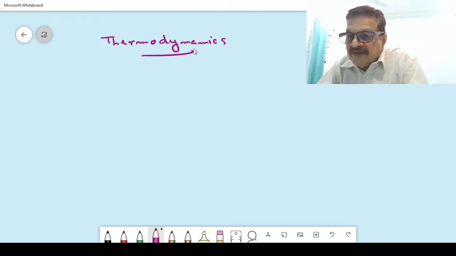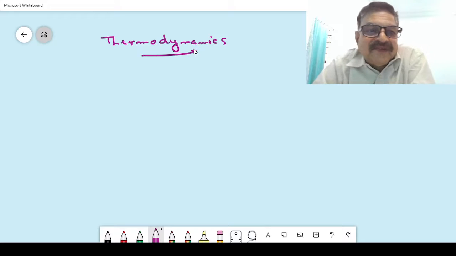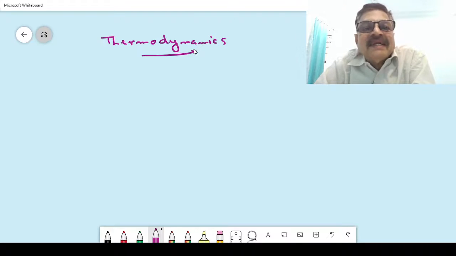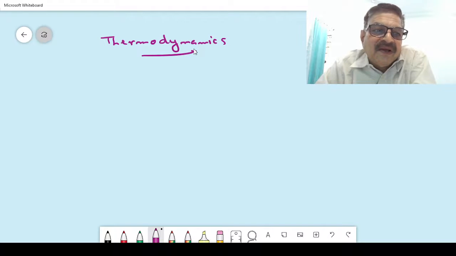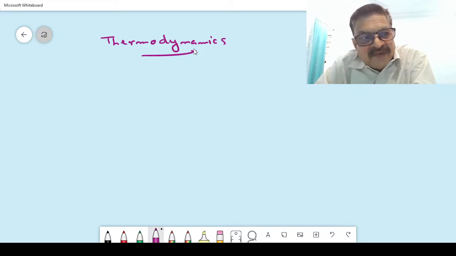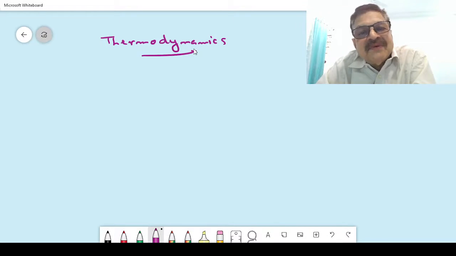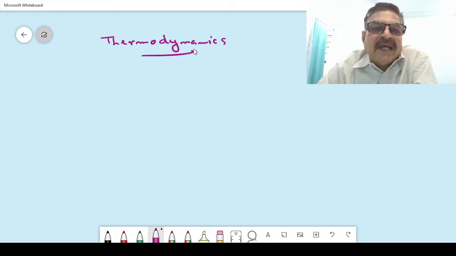So thermodynamics means, why do you conduct reactions? We conduct reactions in the laboratory, and we conduct reactions in the industries for manufacturing products. In the laboratory, we conduct experiments, mixing two reagents, two chemicals, and finally you should get a product. Your aim is to get the maximum yield of the product within the minimum time possible.